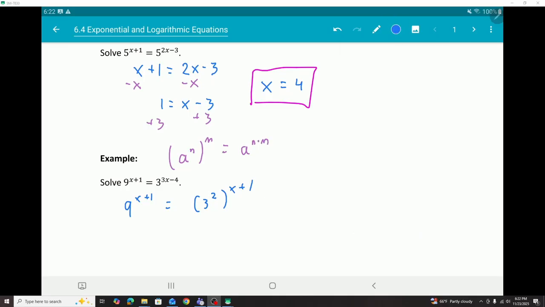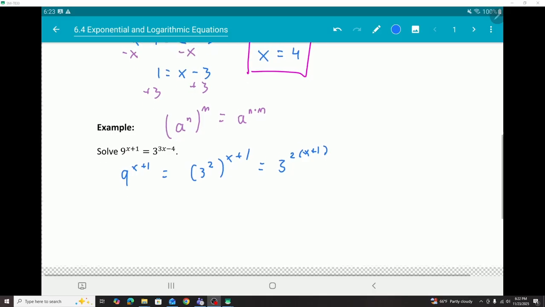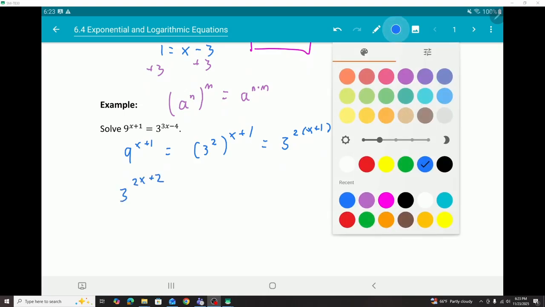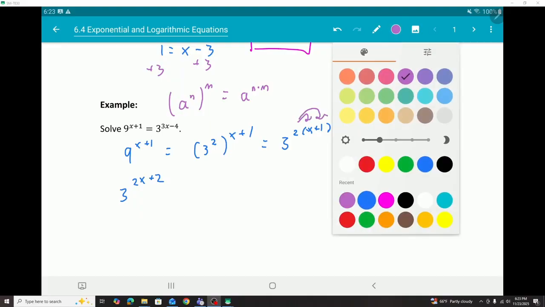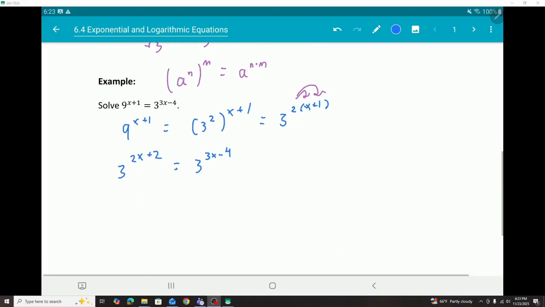So what that tells me is this is equal to 3 to the 2. Be really careful. You need to multiply the entire power, x plus 1. So that's 9 to the x plus 1. Now I can set both sides equal to each other. I'm going to go ahead and distribute that 2 right here. 3 to the 2x plus 2 equals 3 to the 3x minus 4.